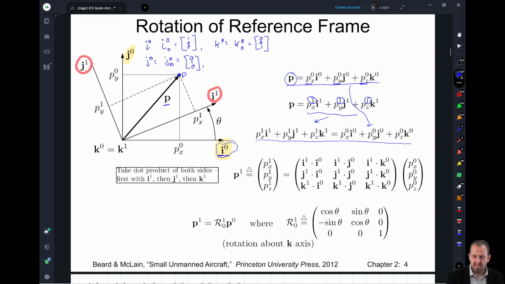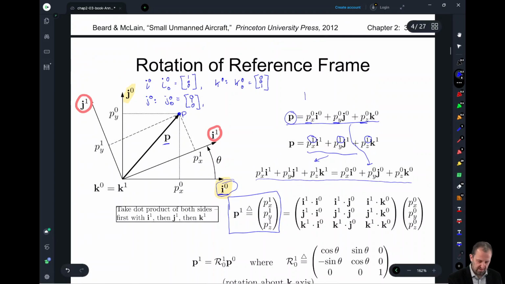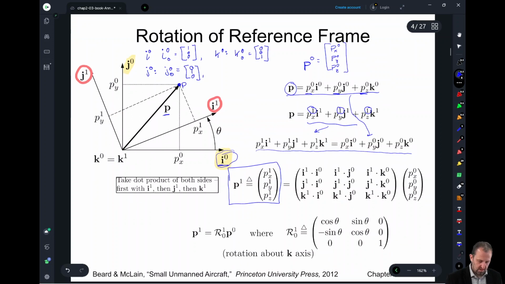If we represent this point P in frame 1, that's how we define point P in frame 1. If we were to come back up here and define point P in frame 0, we would have written it as Px 0, Py 0, and Pz 0. Excellent.